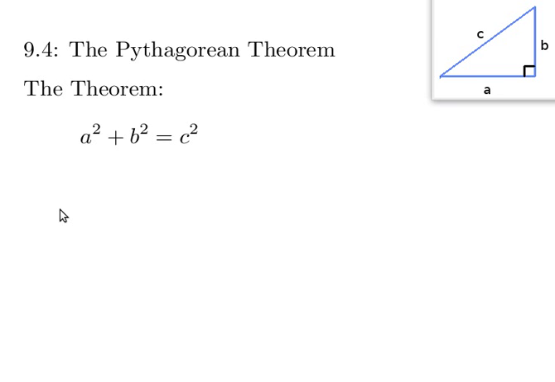So let's go ahead and deal with an example. So this is the most basic concept. This is what we're going for. This section is pretty easy as long as you understand exactly what this is. C is always the hypotenuse. It's always the side opposite of the right angle.